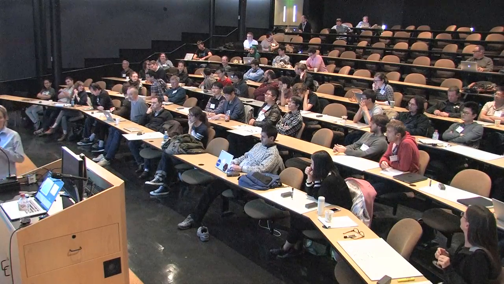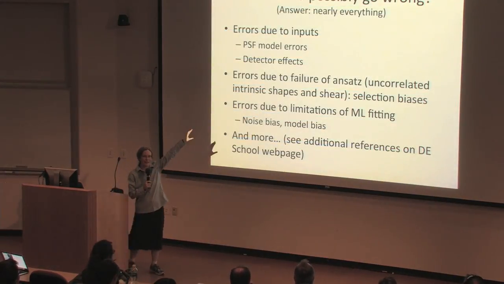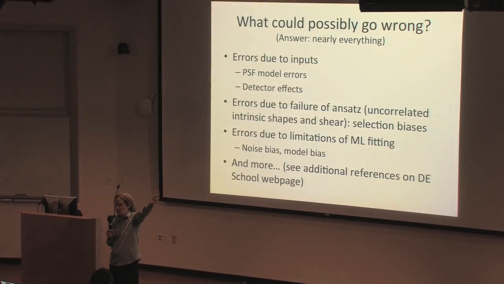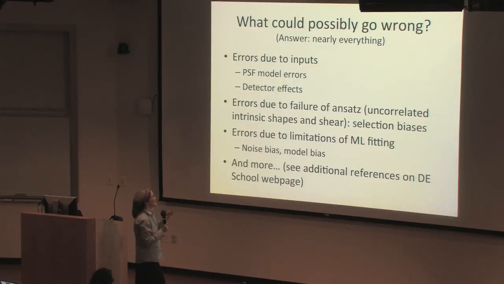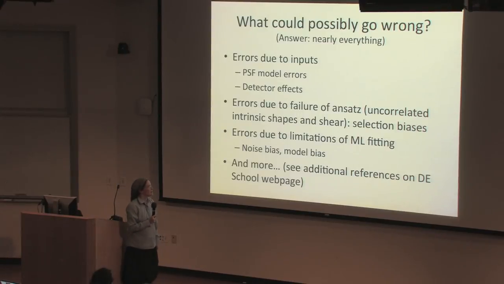Well, Mike, you might like this. Nearly everything can go wrong. That's why I like this question, because I knew that no matter what any of you said, I wouldn't have to tell you you were wrong. I think we covered nearly everything on here. You could have bad inputs. Your PSF model being wrong will give you the wrong galaxy model parameters. If you haven't corrected for detector effects in the image you put in, then again, you're going to do something wrong.